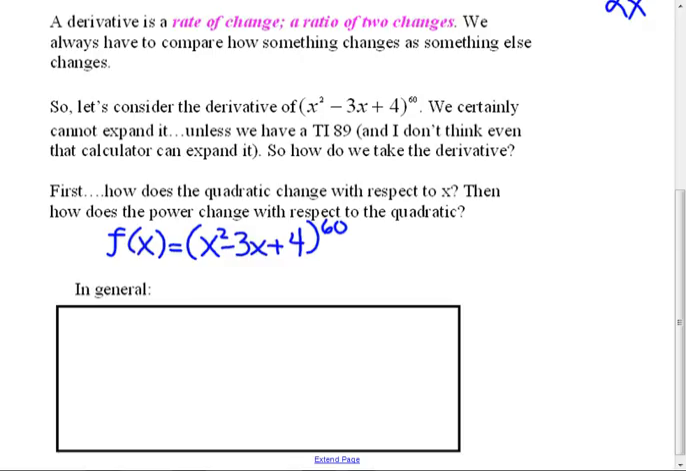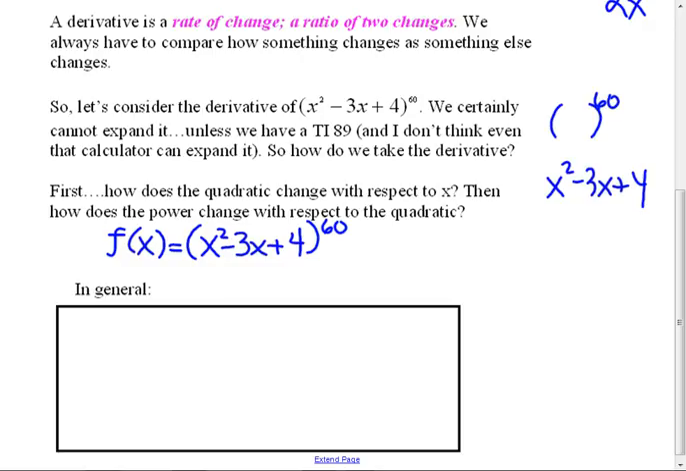I have 2 functions in here. What do I have? I have an outer function and an inner function. I have something to the what? 60th. And then inside, I have a quadratic. So I want to see how things change relative to other things. Some of you will just kind of memorize this, and that works, but it's nice to understand when we get to implicit differentiation. It's going to be a big thing.